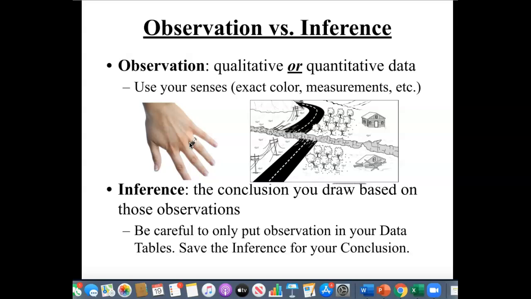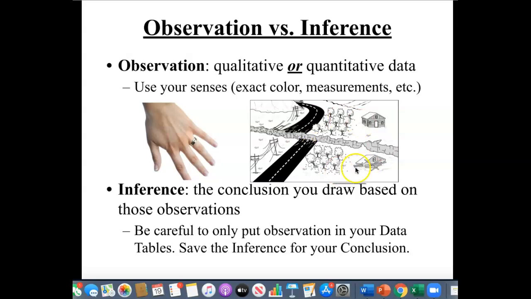And I might not be right. My inference does not have to be right. There could be a lot of reasons why this person is wearing the ring on this finger, but your inference does have to be logical, right? There has to be a reason why you think that. So you can't just make something up. It does have to make sense.